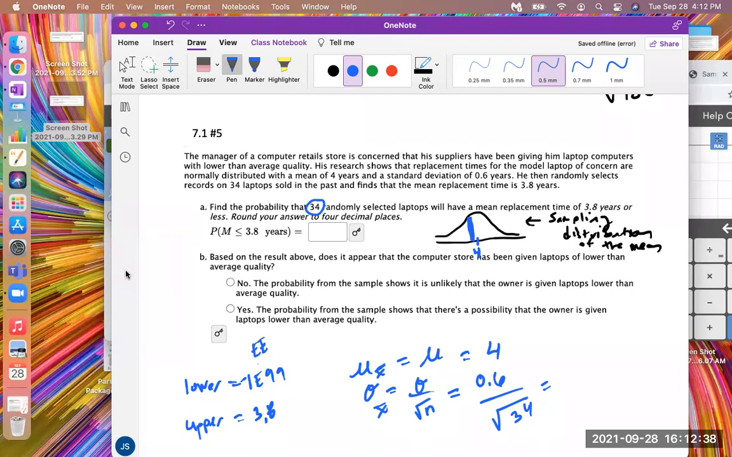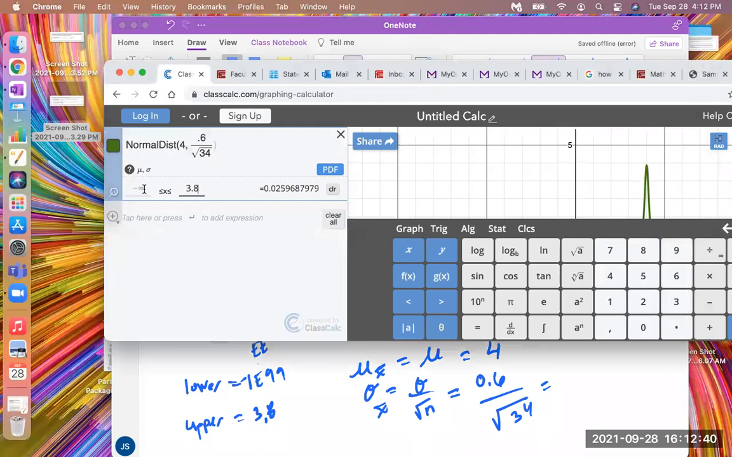But the class calculator is even easier. You don't have to worry about that. You just put negative infinity in, and that's exactly what we need, everything smaller than 3.8, reaching to negative infinity.